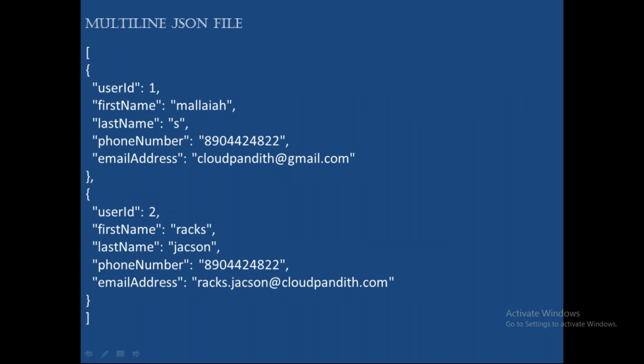You see, multi-line JSON file means user ID is one, first name equal to this, last name equal to this, phone number equal to this, email address equal to this, and user ID 2, Rax, Jackson, and this is a phone number, some cloudpandit.com. So you see, this is the first customer's details, spread across multiple lines. This is the second customer's details, also spread across multiple lines.